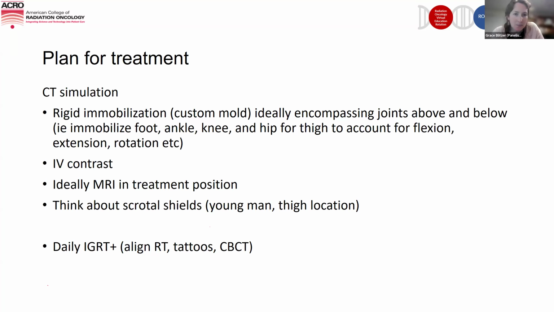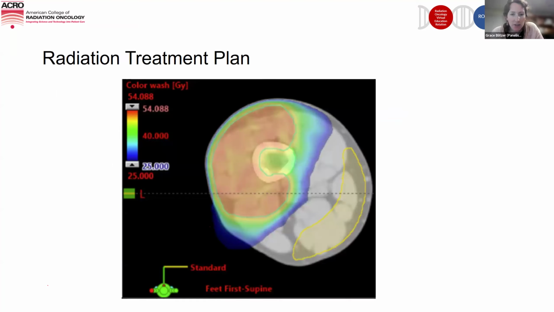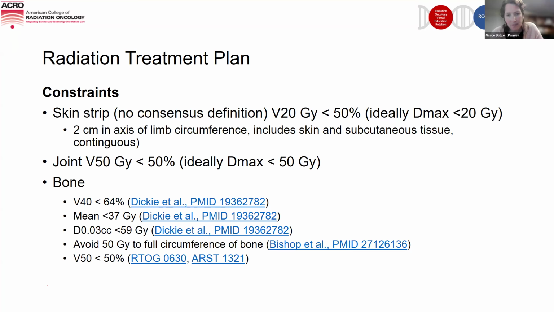Next slide. Here's a picture, kind of standard radiation, that dose wash prescribed to 50 gray. Next slide. Briefly going over the constraints.